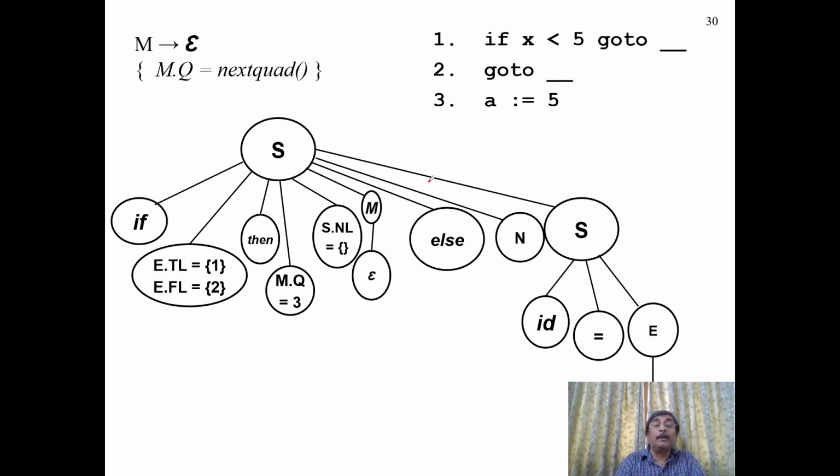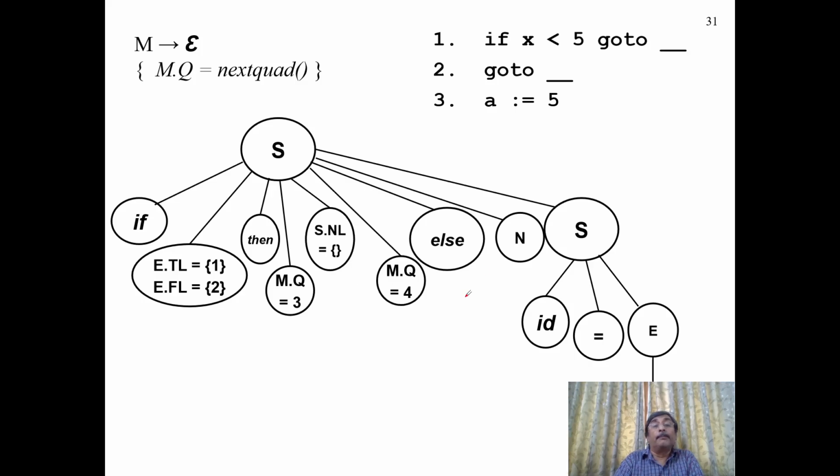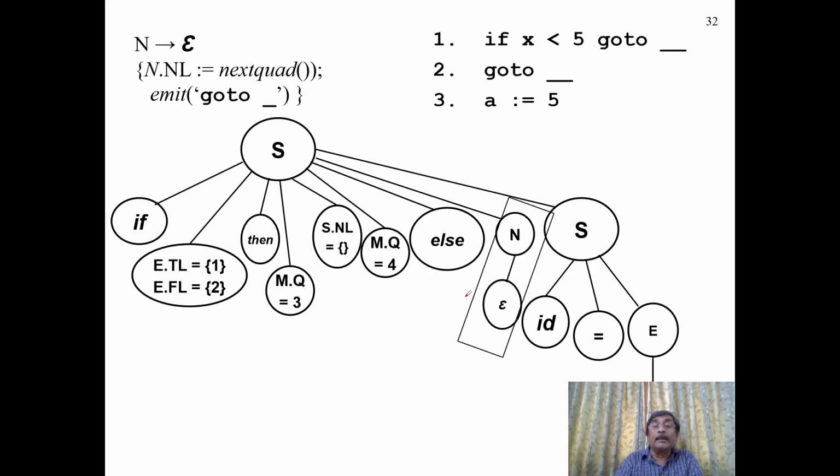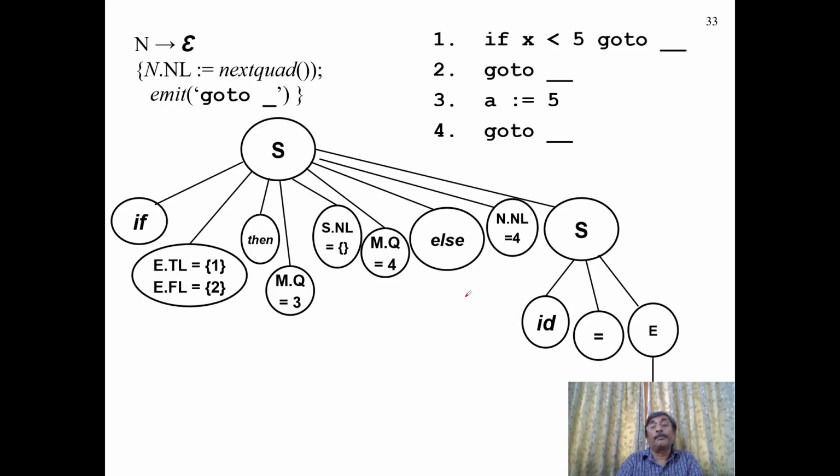Next comes this one. Again, I mean, you should better do n first, m next. Doesn't matter now, but will matter later on. So once I do that, basically m dot q is set to 4. And then again I go to n produces epsilon, and n dot nl goes to 4. But nothing is generated in the output.